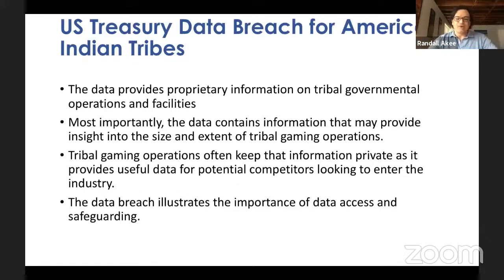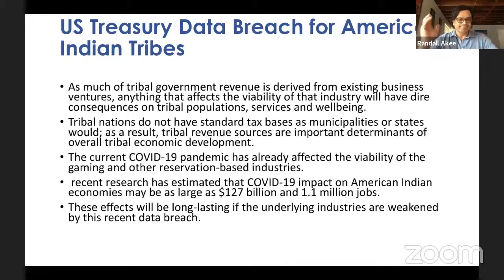And so this is one of those examples where the importance of data access and safeguarding really comes to the forefront. So that's an important aspect. But again, it was a requirement by the federal government to provide this information so that they could have access to the CARES Act funding during the period of COVID-19. And, you know, we already have some research that COVID-19 has had a huge impact on American Indian economies, somewhere as large as 127 billion and over 1 million jobs lost in that first giant shutdown. And so this breach of data might actually be more long-lasting potentially if it increases the opportunities for competitors to take advantage of that information.